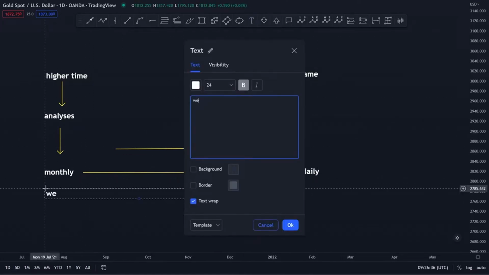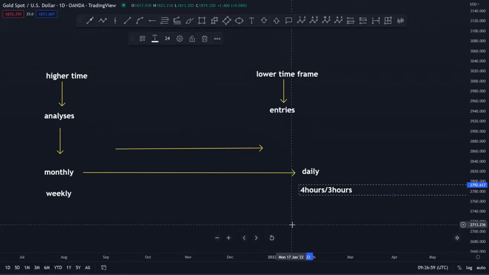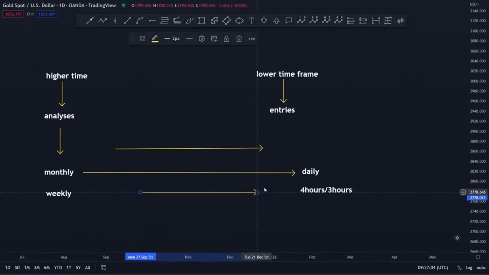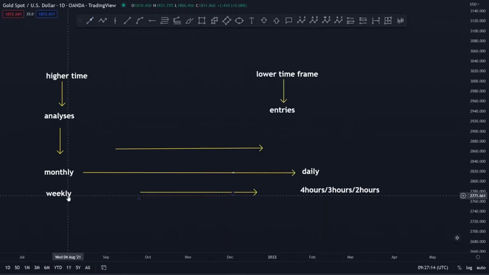So the weekly will be the 4 hours or the 3 hours. It will all depend on whether the market is showing you something that you need to get into the market. If not, then that means we have to avoid those kinds of setups. And also, let me include the 2 hours because I use the 2 hours. Okay, so we have covered the monthly and the weekly.